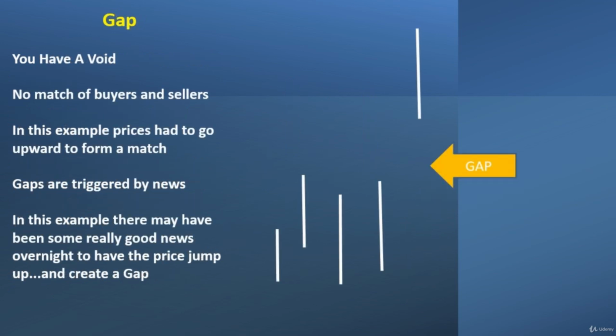And what you have going on here is you have a void. You have this space, and what's going on is there's no match of buyers and sellers. There's no matching of somebody looking to sell or buy at a certain price range within that gap area. There's a gap between the two price ranges between the 2 days.